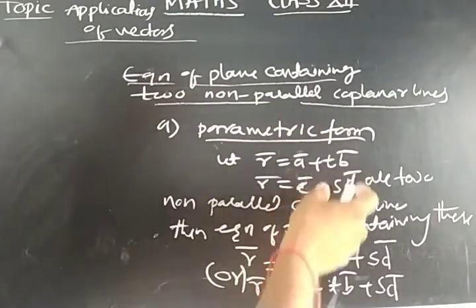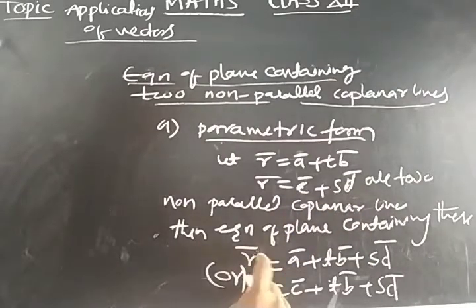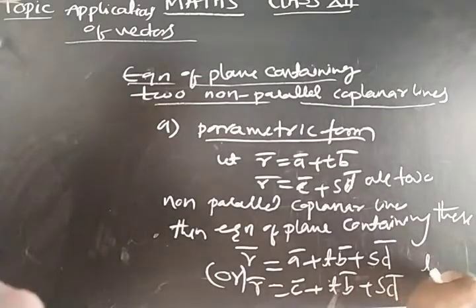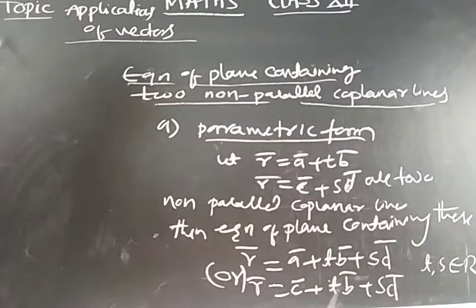First line is a bar plus t b bar, second line is c bar plus s into d bar. So the equation of the plane you can take as a bar plus t b bar plus s d bar, where t comma s are real parameters, real numbers. So here you can take a bar or c bar, no problem.